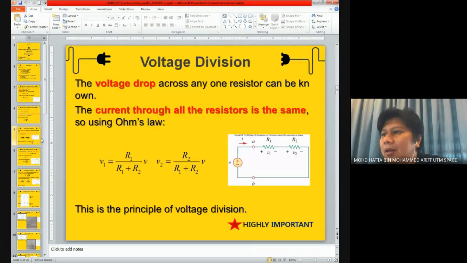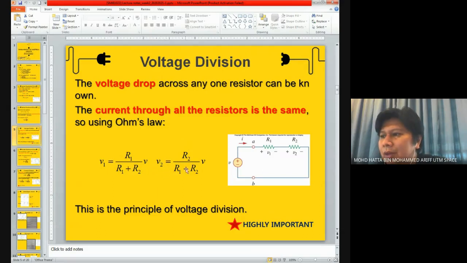Okay, this is something new, and I put it as highly important, because if you talk about series circuits, then you cannot run away from voltage division. What is voltage division actually? Voltage division is finding a voltage without using the current. If you have a look at this equation, V1 can be found just by using a combination of resistors and multiplying it with the voltage source in the series circuit.